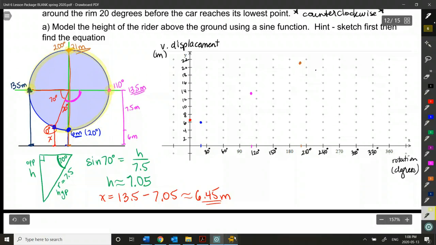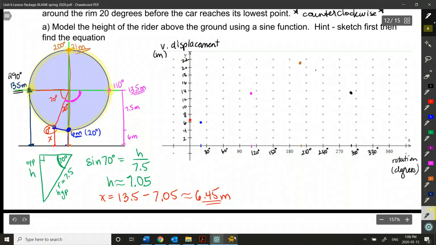Okay, keep rotating. Now we're going to rotate another 90 degrees to get to this new location. So that will be 290 degrees from our starting position. And we're at a height of 13.5 above the ground. So 290, that's going to be about here. And we're at 13.5 again.